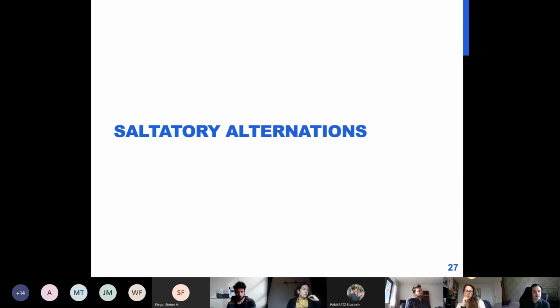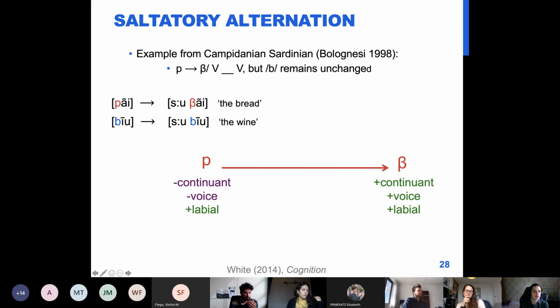All right, I'm going to shift gears quite a bit away from vowel harmony and talk about a different kind of topic that I've looked at with artificial language experiments. This goes back to my dissertation work quite some time ago. The stimulus for this experiment was finding this interesting kind of phonological alternation called a saltatory alternation.